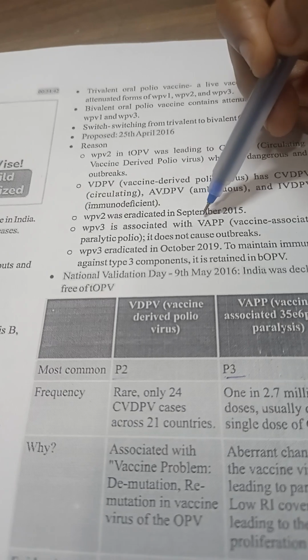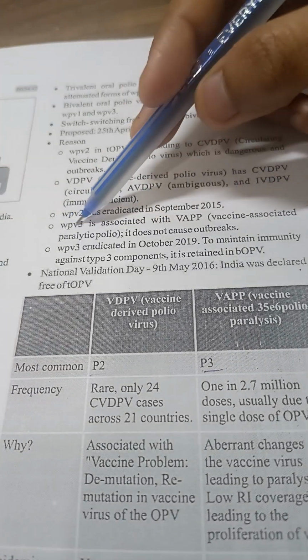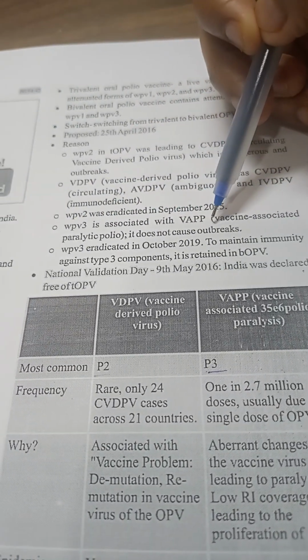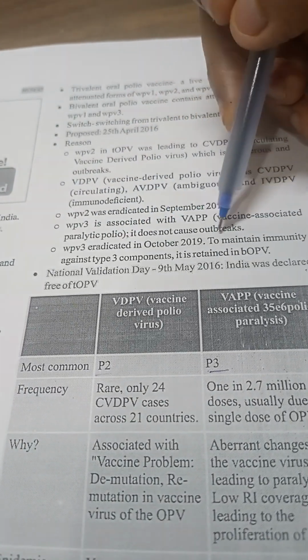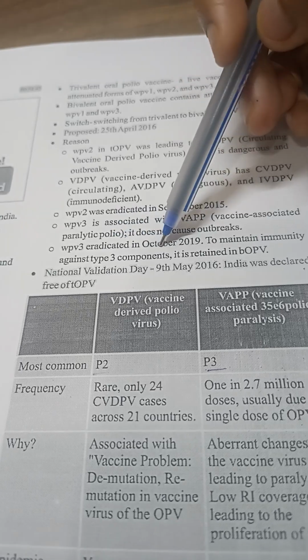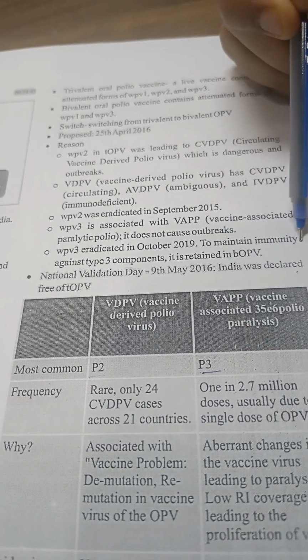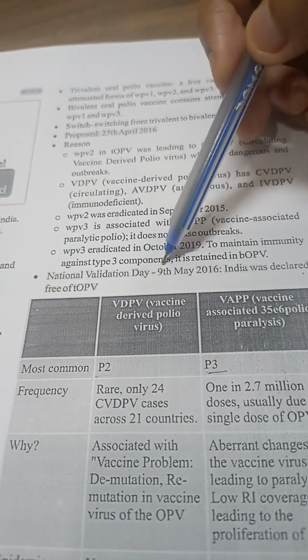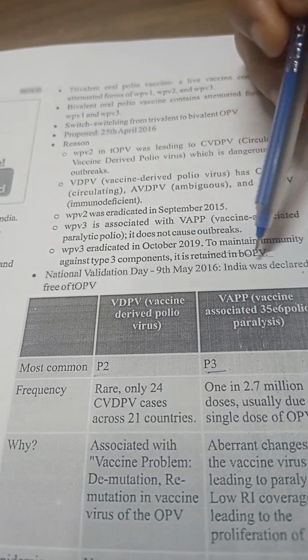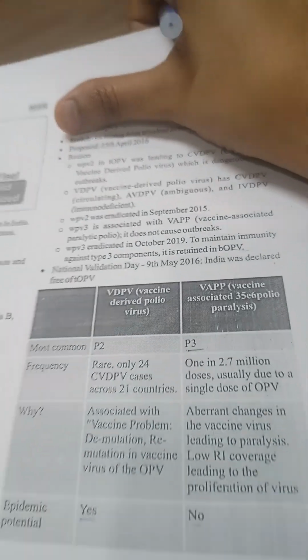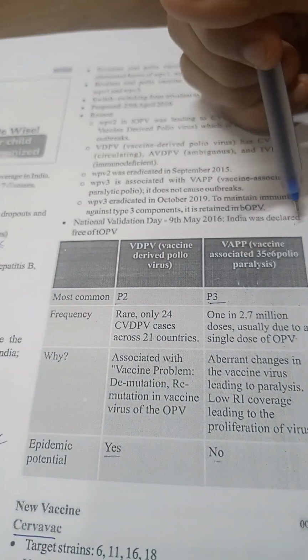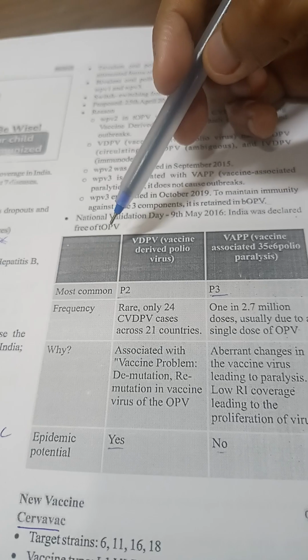WPV2 was eradicated in September 2015. WPV3 is associated with vaccine-associated paralytic polio. It does not cause outbreaks. WPV3 was eradicated in October 2019. It maintained immunity against the type 3 component, so it is retained in bivalent OPV. National Validation Day, 9th May 2016: India was declared free of tOPV.